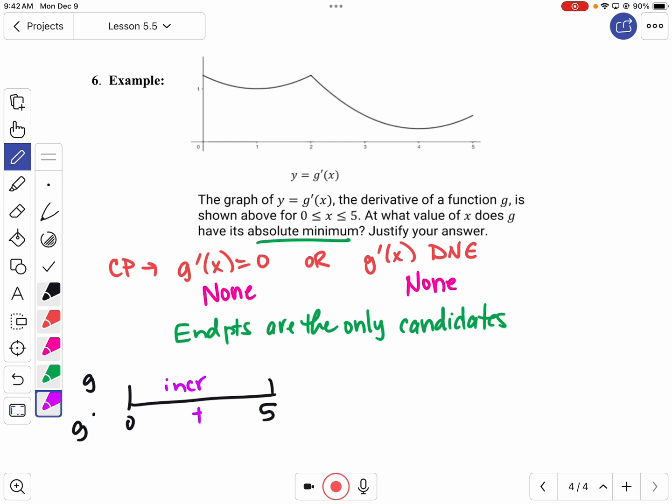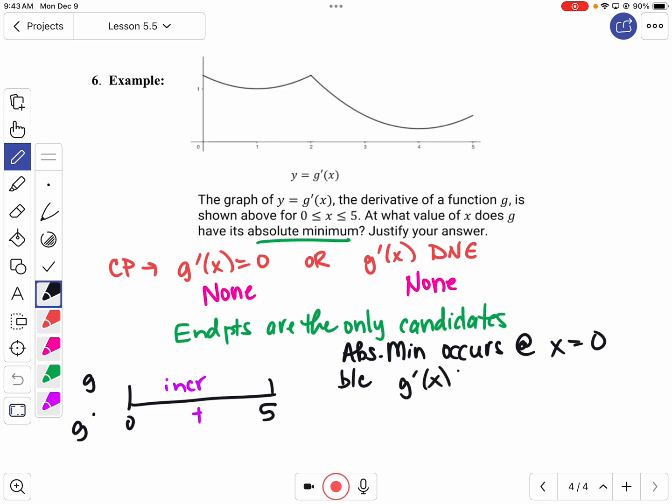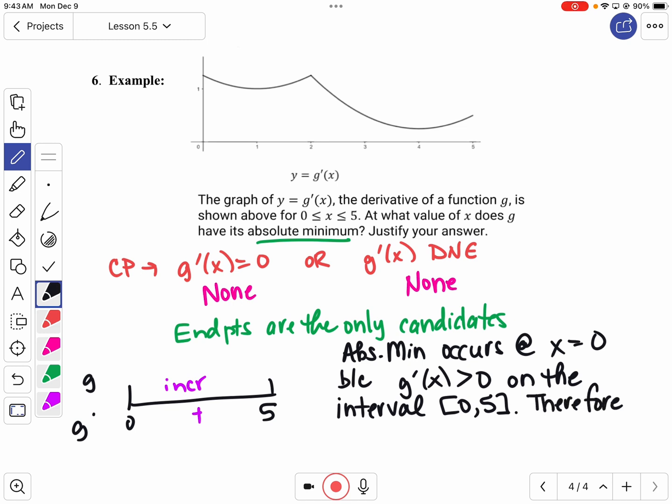All right, so the absolute minimum occurs at x equals 0 because g prime of x is greater than 0, meaning it increases on the interval from 0 to 5. Therefore, g of x increases on that interval.